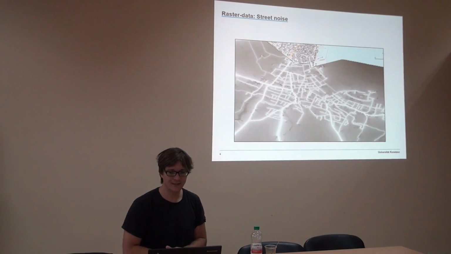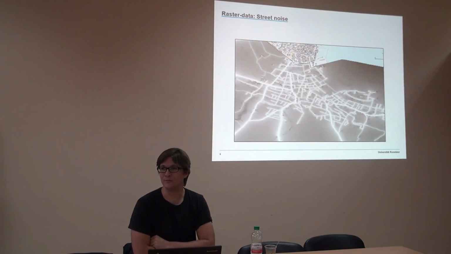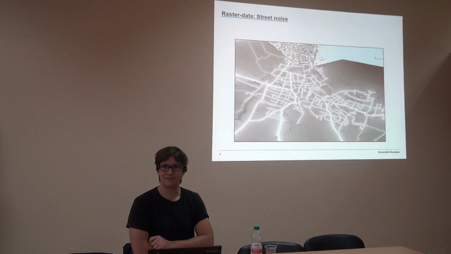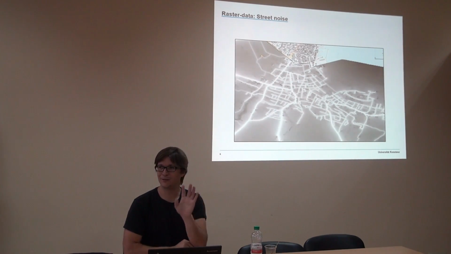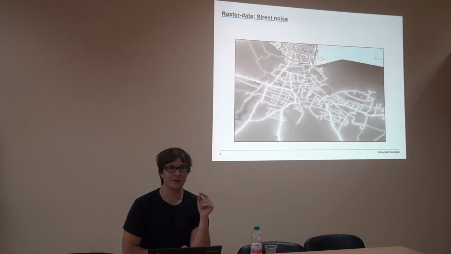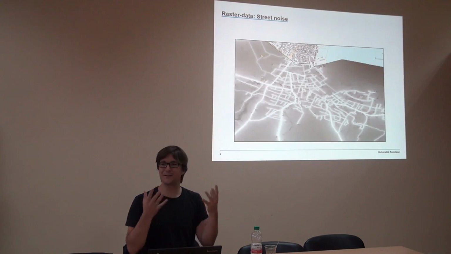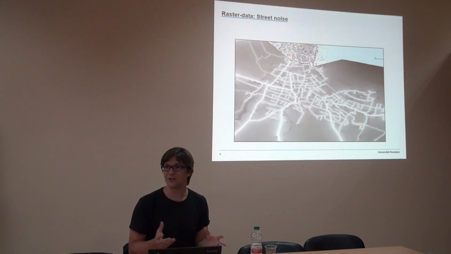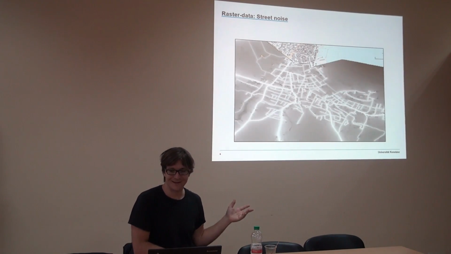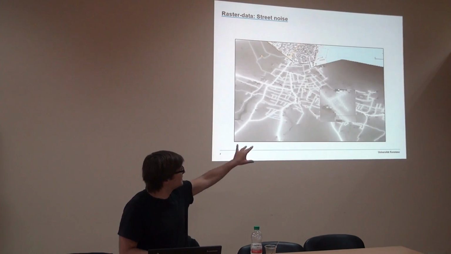For example, we had raster data on street noise, and sometimes you have raster data on pollution, because government agencies working with pollution, the environmental ministry also, often have models of pollution in a city or in a country. Here is street noise, and the lighter the pixels are, the more street noise there is. So you basically see the road network of Kreuzlingen here. And when you zoom in, you see that it gets all pixelated.